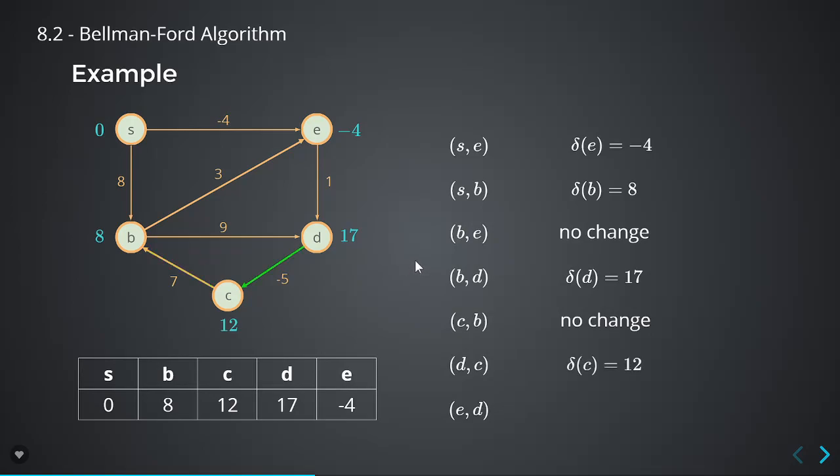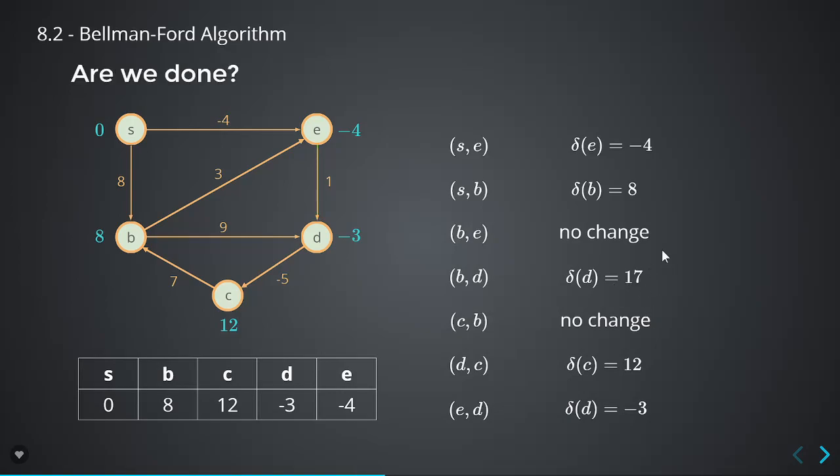Finally, ED. It costs 1 to go from E to D, and it costs -4 to go from S to E. So how much will it cost to get to D? It will cost -4 plus 1, it will just cost -3. And that is better than the 17 that we have right now. So we will replace 17 with -3.